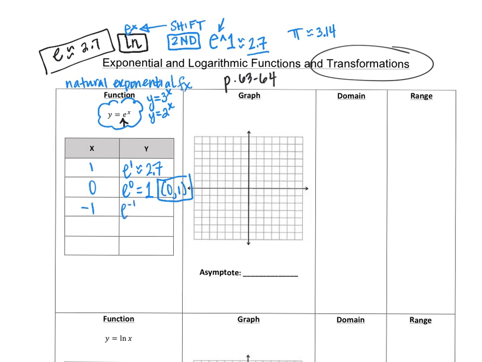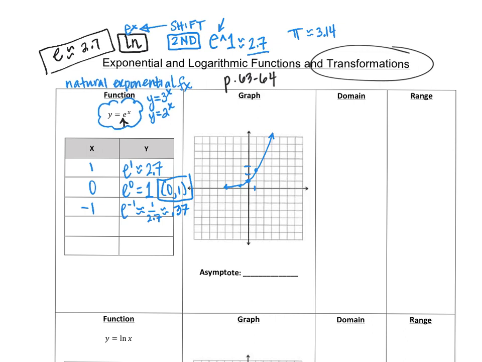E to the -1, that's just 1 over e, so it's 1 over about 2.7, which when we divide 1 by 2.7, we get about 0.37. So if we sketch just those values, let's see what's going on here. We'll put a 1 here up at just under 3. (0, 1) is on there, and then at -1, we're at 0.37. So this should look familiar if we start connecting those dots. This is going to keep growing and growing and growing. It's increasing while this is going to get closer and closer and closer to the x-axis, still never touching it.